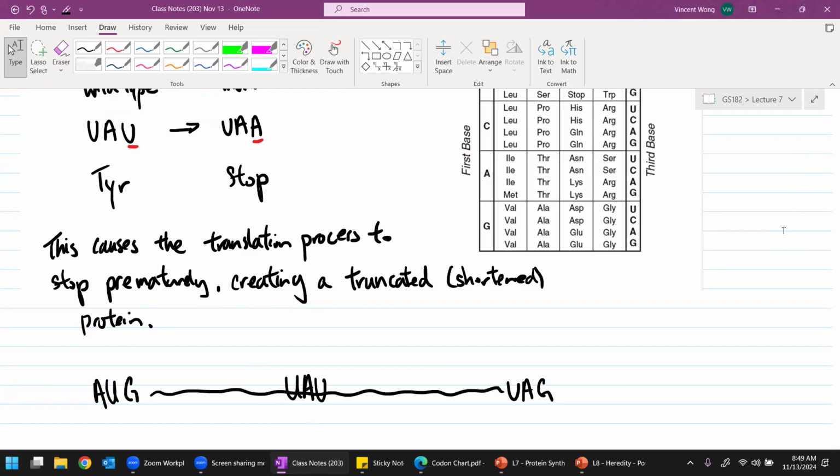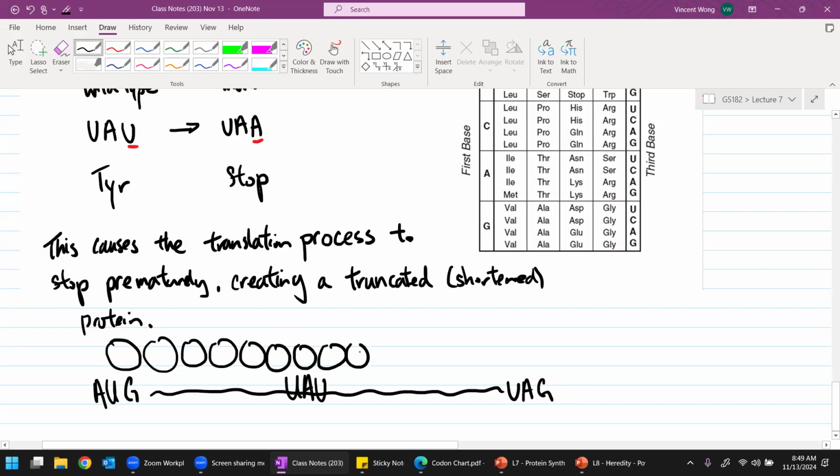This causes the translation process to stop prematurely, creating a truncated or shortened protein. So let's say we have an mRNA sequence here. Take a look, please. AUG is our start codon. And then you're gonna have a bunch of codons, which I did not write. So normally you're gonna have the MET here, and then another amino acid. You're just gonna keep on building and building all the way until the stop, right? Okay, you would have like the MET here. Don't draw it, and then this would be the TYR.